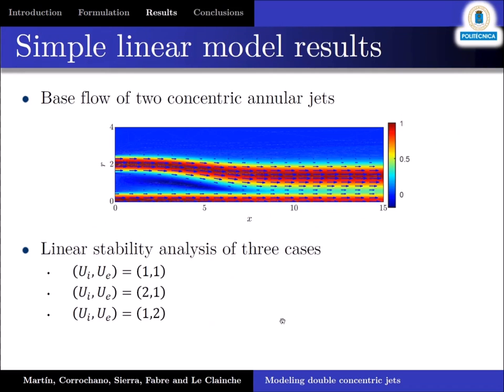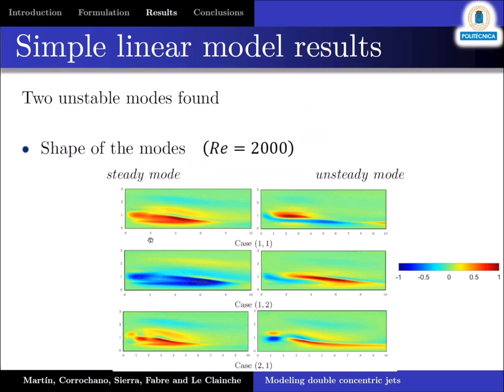Let's see the results. We present here the base flow. The two concentric jets, here we can see the streamwise velocity. The jets eventually get together, and here we can see a region with a recirculation bubble. We proceed with the linear stability analysis of the three cases, and we identify the steady and the unsteady modes for these three cases studied.